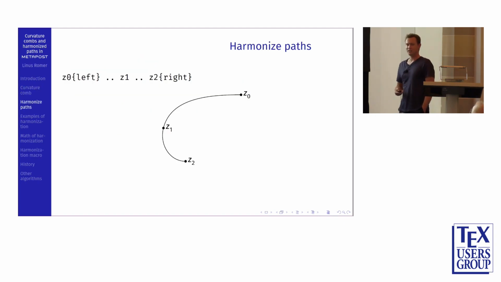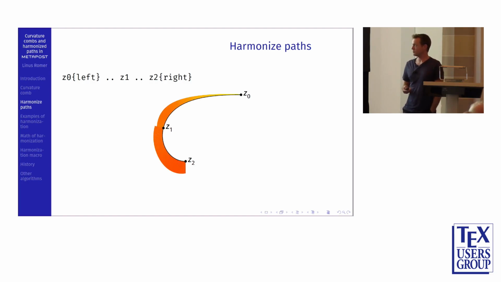If we now analyze example MetaPost paths like this, here a path that starts in Z0, heads to the left, passes through Z1, and ends in Z2 with the direction to the right. Then we can add a curvature comb, and we see that for each segment, the curvature is naturally constant, so it's smooth, but there's an abrupt change in Z1.